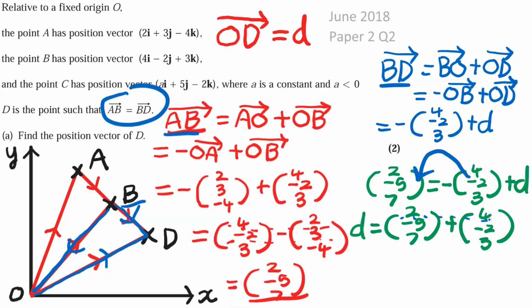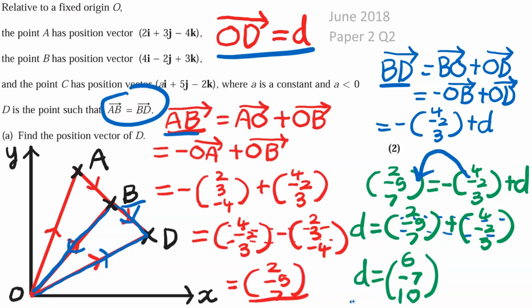Again, focus on the individual rows. So it's 2 plus 4, which is equal to 6, minus 5 plus minus 2, which is equal to minus 7, and 7 plus 3, which is equal to 10. So the position vector of D is equal to (6, -7, 10).